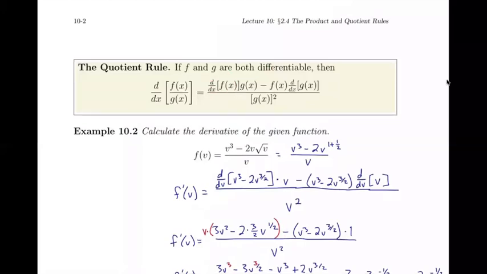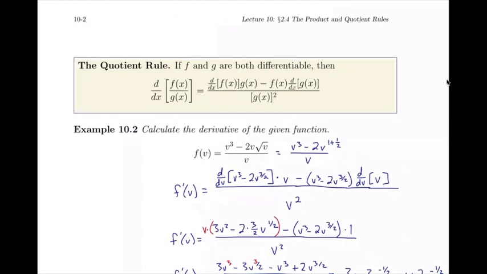All right, so 10.2, this example asks us to calculate the derivative of the given function. The function is f of v. It's equal to v cubed minus 2v square root v all over v.